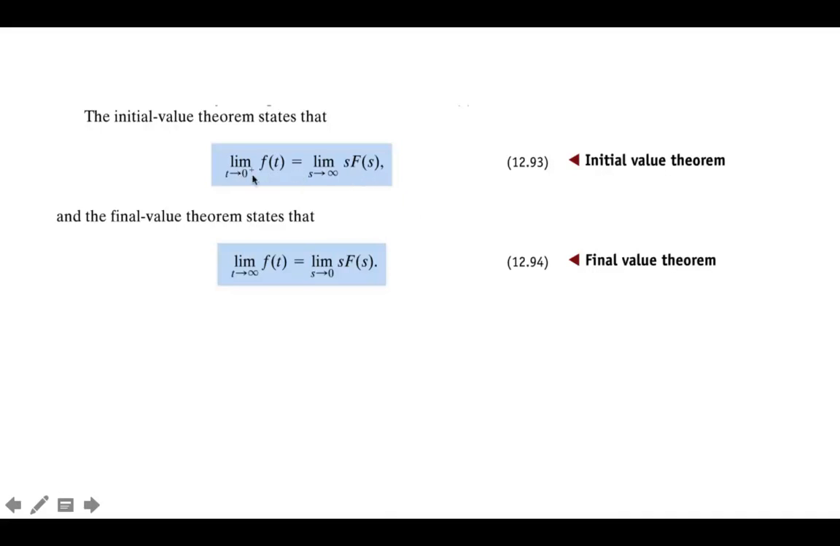So here is the initial value theorem. It basically says that if we want the initial value of a function of t, in other words, the value of that function at 0 plus, we take the limit of s times F(s) as s goes to infinity. So a simple comment about allowing s to go to infinity.